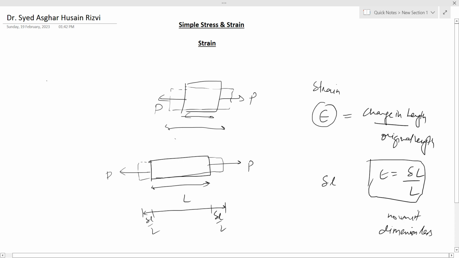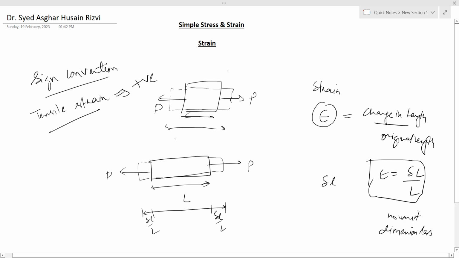Talking about the sign convention of strain, when the strain is tensile in nature, these strains are considered as positive because the dimension is increased, and when they are compressive strains, they are considered as negative because the dimension is reduced.